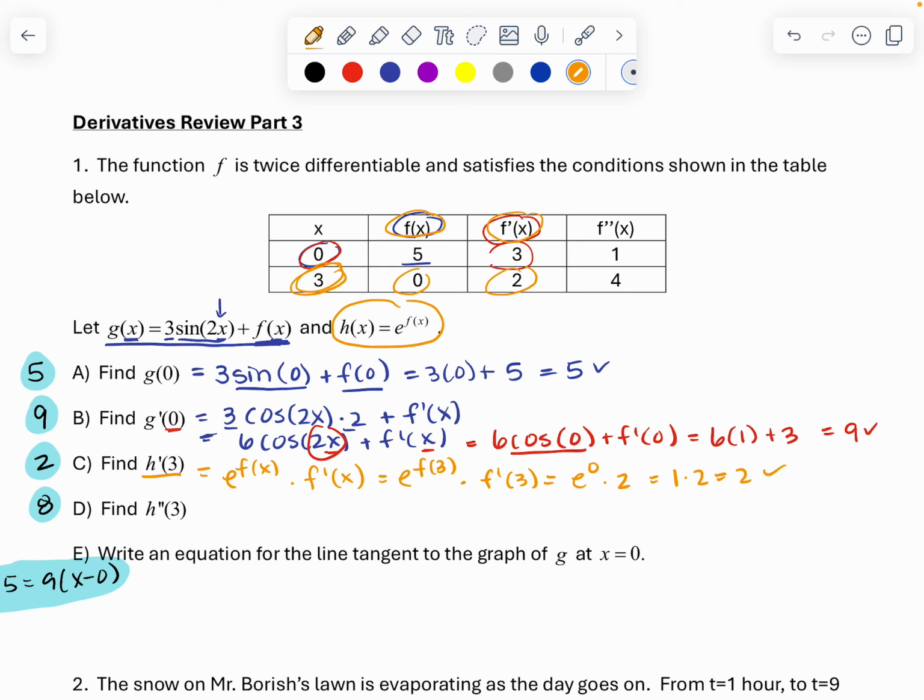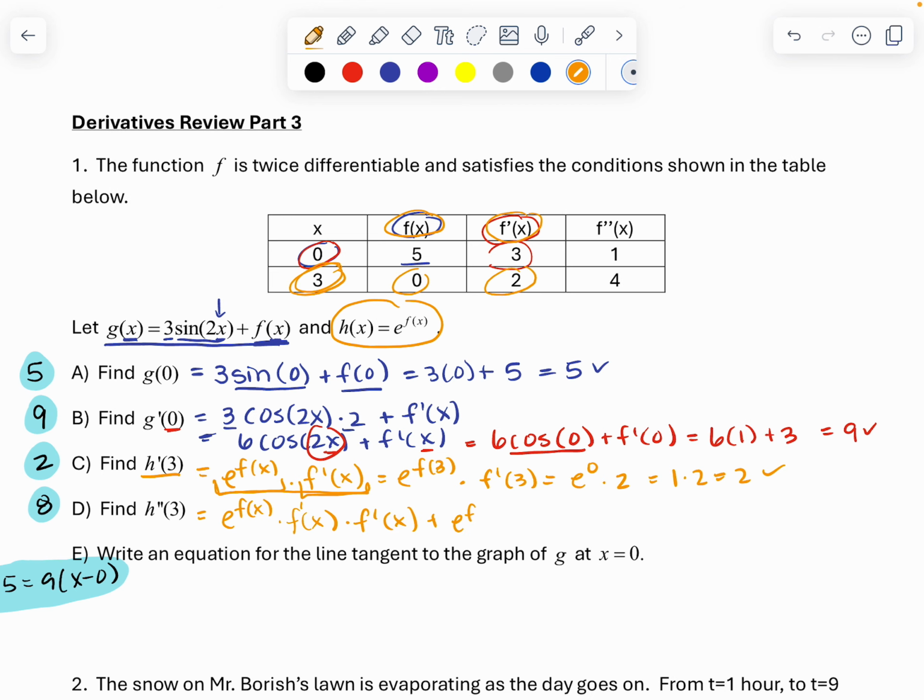And then h double prime of 3, so now I need to take the second derivative. So you guys, here was the first derivative, so I'm going to have to product rule that. So the derivative of the first is e to the f of x times f prime of x, times the second, which is f prime of x, plus the first, which is e to the f of x, times the derivative of the second. The derivative of f prime of x is just the second derivative. Okay, and then I'm replacing all of these with a 3.